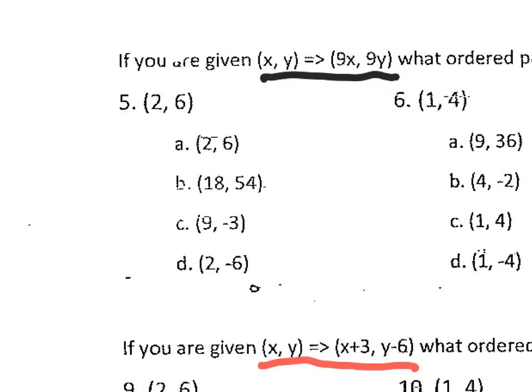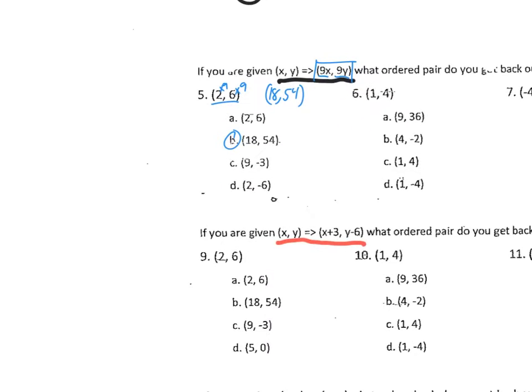So on number 5, here's my point that I've got to change, and I'm going to use this part of the algebraic representation. It shows that I'm going to multiply my x times 9, and I'm going to multiply my y times 9. So right here, I'm going to be doing 2 times 9, and 6 times 9. So I should end up getting an 18, and then 6 times 9 is going to be 54. Unfortunately, there does not seem to be a correct answer on that, so we're going to have to fix our own. Oh, yep, it's right there. My mistake. It's B. All right, so you try the other ones on your own.